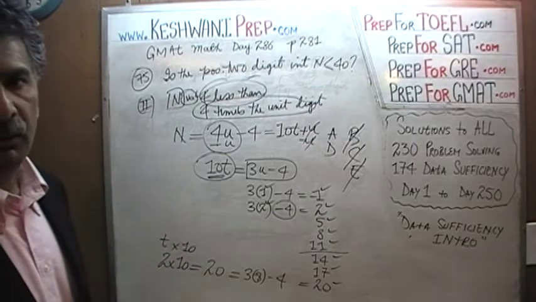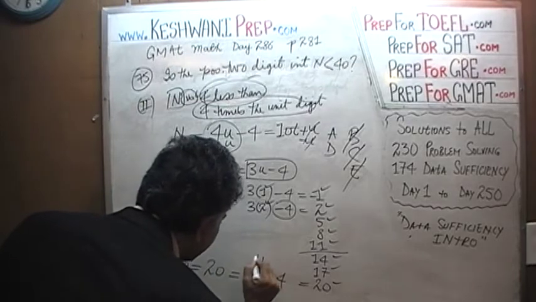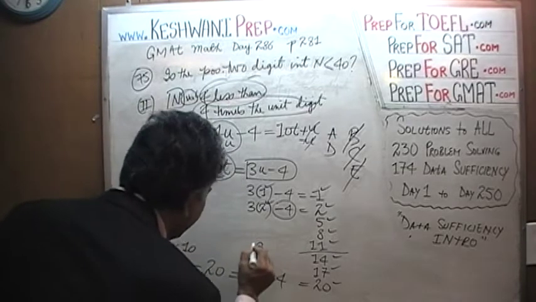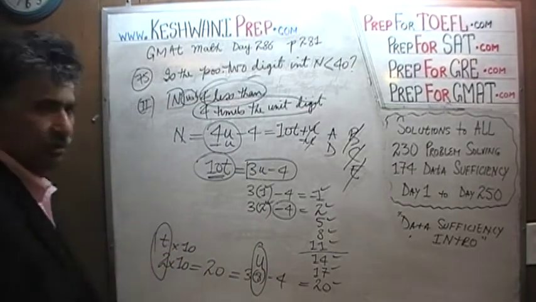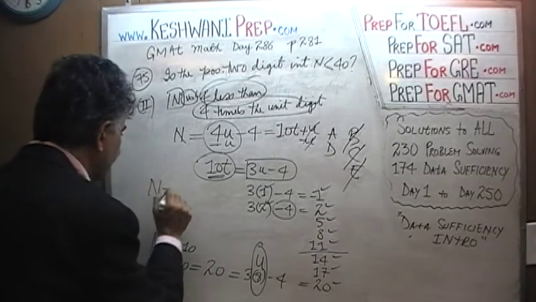There you go, we just found our answer. The unit digit has to be 8, and the 10 digit has to be 2. We just located the number. The number in question here is 28.